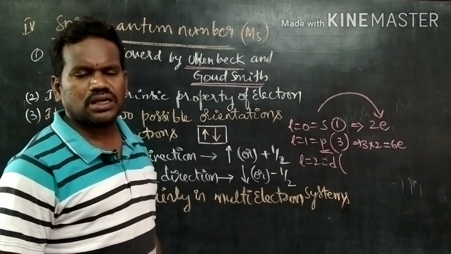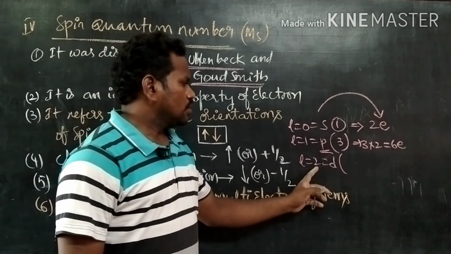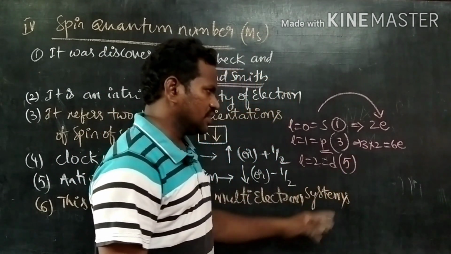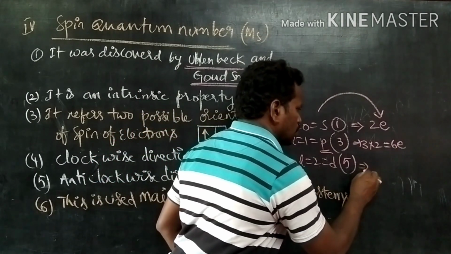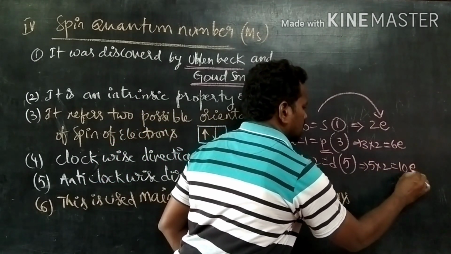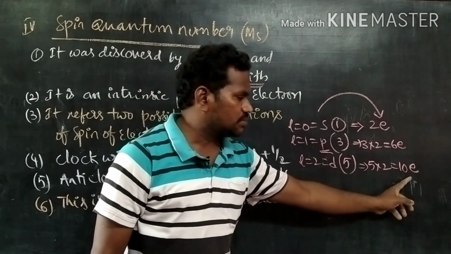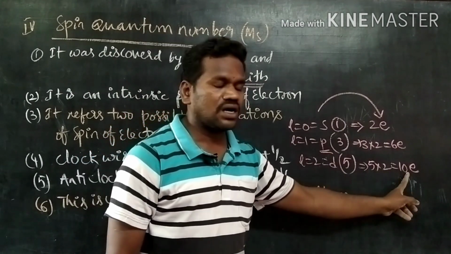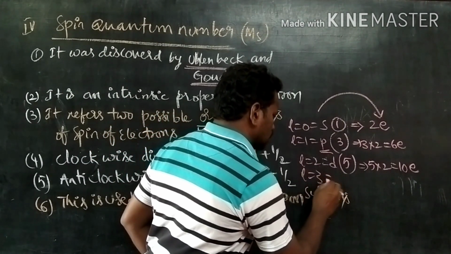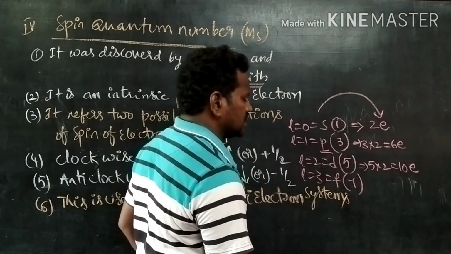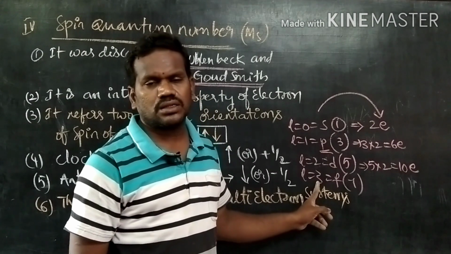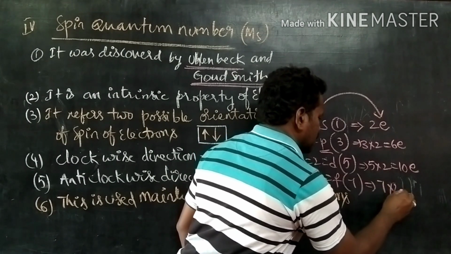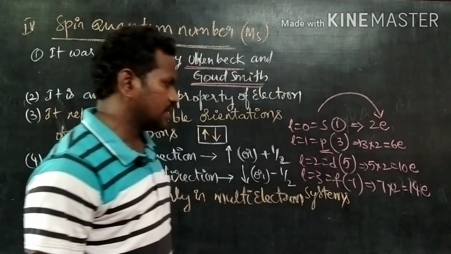Now L equal to 2, that is D. By applying the formula 2L plus 1, 2 twos are 4 plus 1, so totally it contains 5 orbitals. These 5 indicate the number of orbitals. So 5 into 2 is equal to 10 electrons. This means the maximum electrons accommodated in the D sublevel with 5 orbitals are 10. L equal to 3, that is F. 2L plus 1, 2 threes are 6 plus 1, 7 orbitals. According to the formula, 7 into 2, 14 electrons are accommodated.